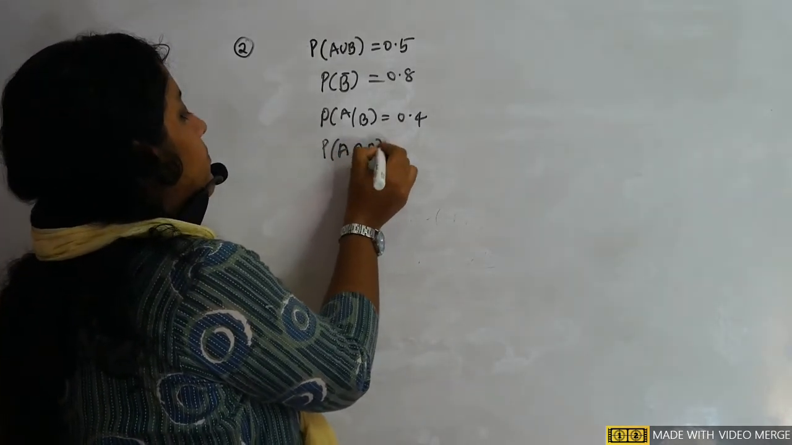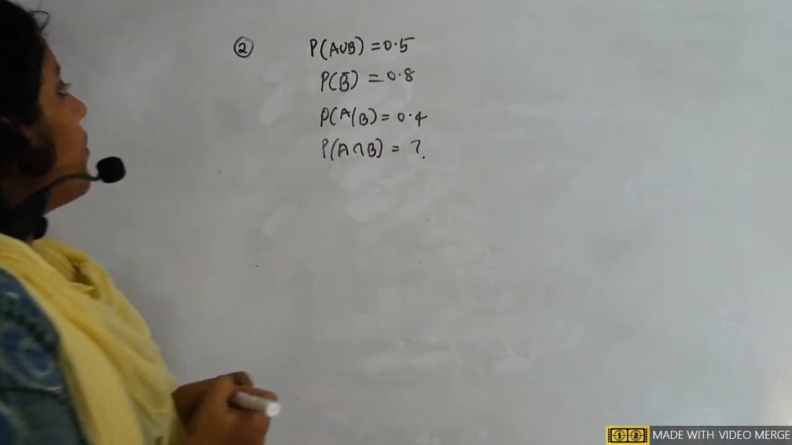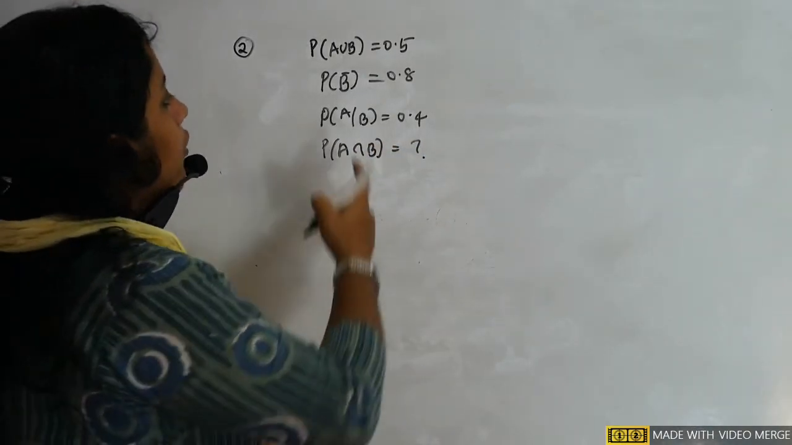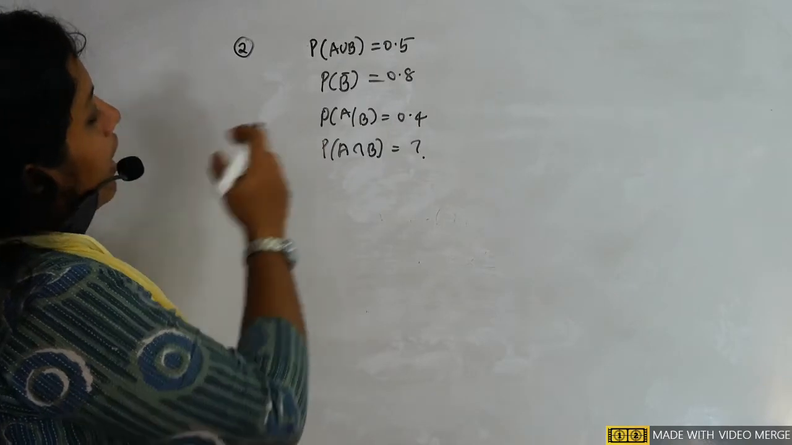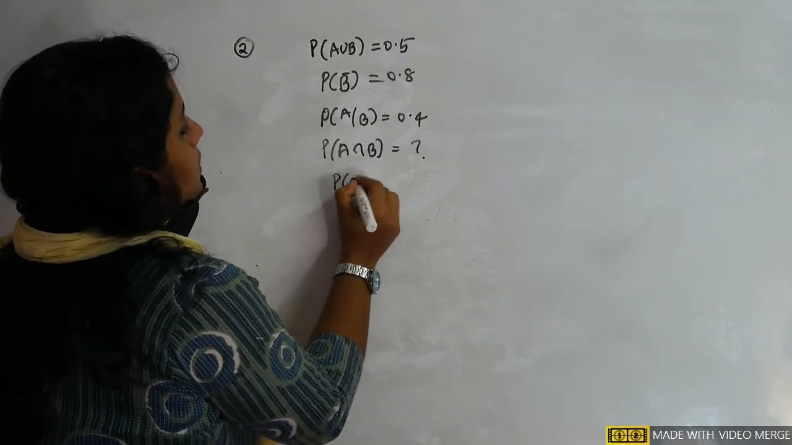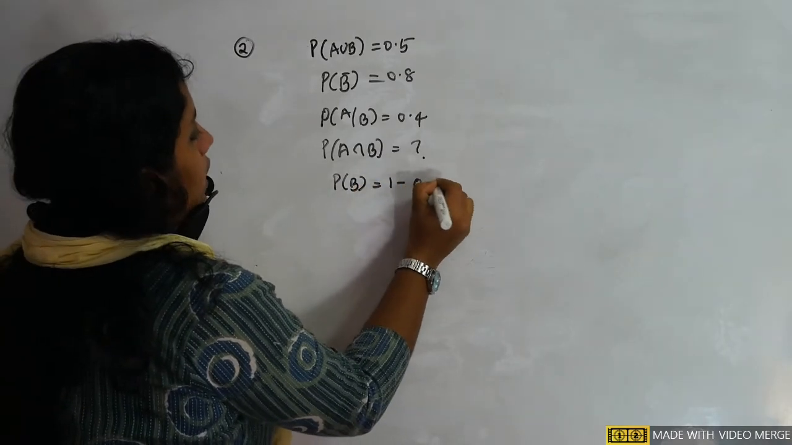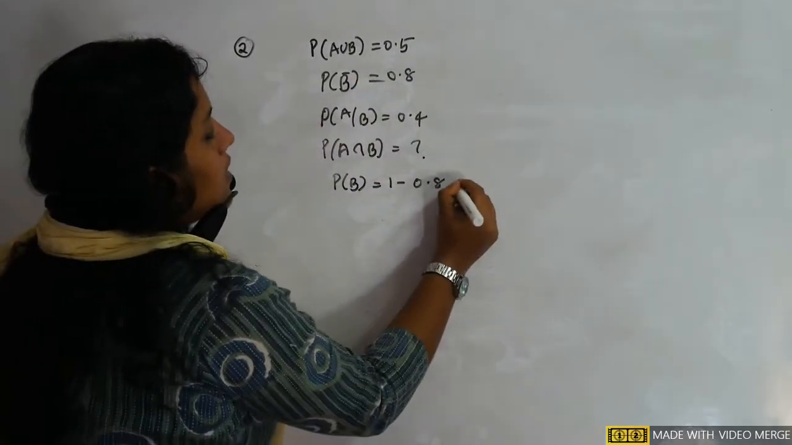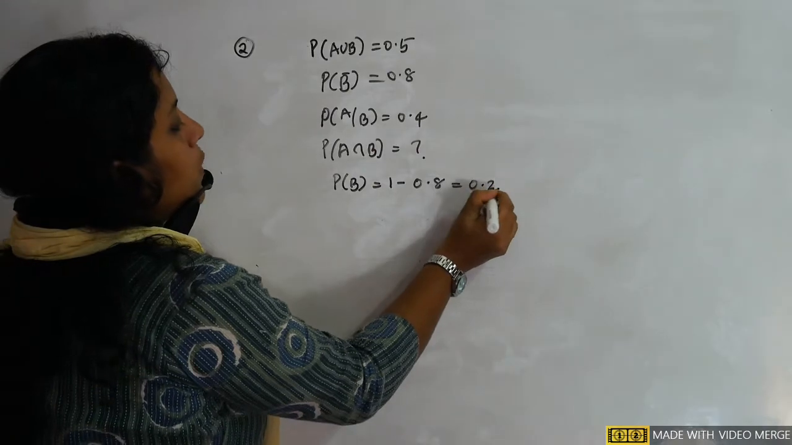See, P of A union B is given. P of B given A, A given B, P of B complement, etc. are given. So what is P of B from this? That is 1 minus 0.8, right? P of B complement is here. So what is that? 0.2.